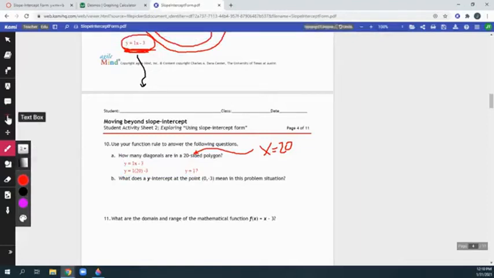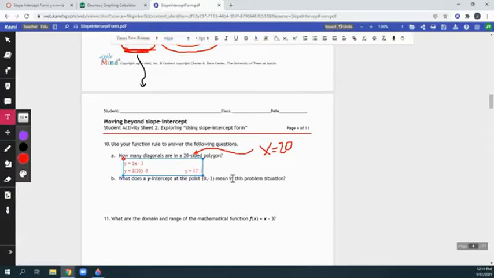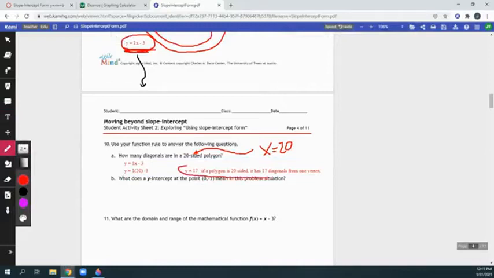I was typing, so I didn't talk while I typed, but here's our answer. We just plugged in 20. We got out 17. 20 minus 3 is 17. And that means that if a polygon is 20-sided, it should have 17 diagonals from one vertex.